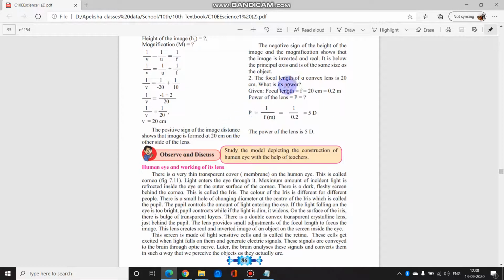Next we have a sum which says the focal length of a given convex lens is 20 centimeter. What is the power? Now we have the formula power is 1 upon f, but we know that f should be in meters. यहाँ पे it is given in centimeter. तो 20 centimeter को मीटर में convert करेंगे. So it is 20 upon 100, that is 0.2 meters. So 1 upon 0.2 इसको जब solve करेंगे we get it 5. Power का unit is diopter, hence the power of the lens is 5 diopter.